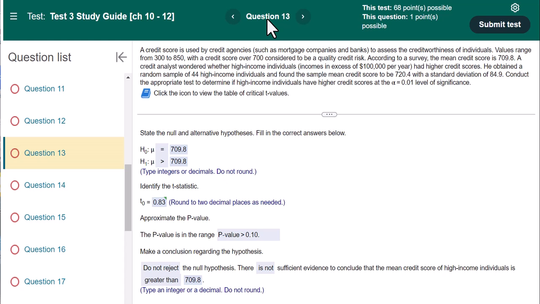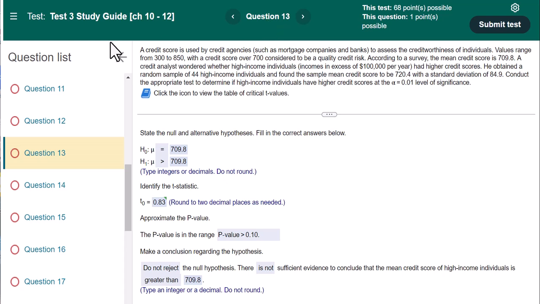A credit score is used by credit agencies such as mortgage companies and banks to assess the creditworthiness of individuals. Values range from 300 to 850, with a credit score of over 700 considered to be a quality credit risk. According to a survey, the mean credit score is 709.8. A credit analyst wondered whether high-income individuals, income in excess of 100,000, had higher credit scores, so mean more than 709.8. So we need to test it. We collect a sample of 44 and found the sample mean credit score to be 720.4 with a standard deviation of 84.9. Conduct the appropriate test to determine if high income individuals have higher credit scores.